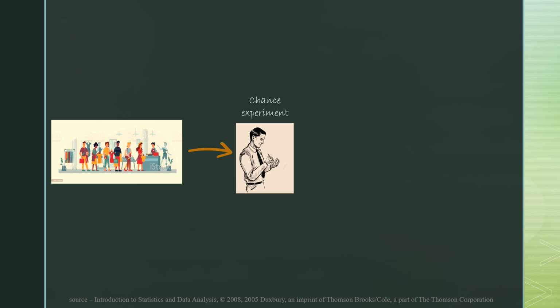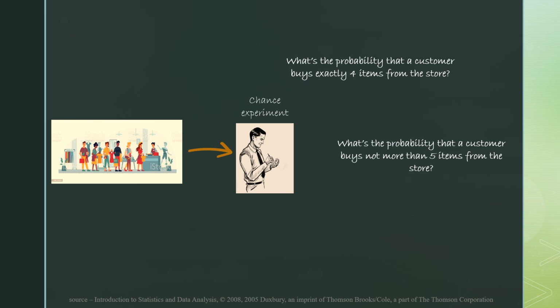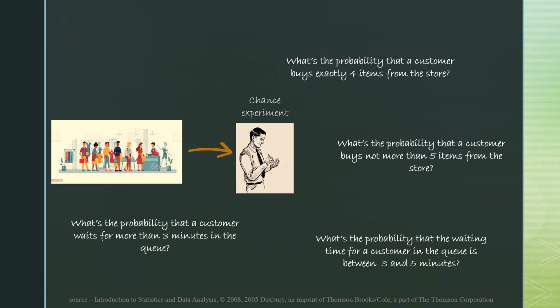In the chance experiment where the number of items bought by each customer and their waiting times were recorded, one may have the following questions. What's the probability that a customer buys exactly 4 items from the store? What's the probability that a customer buys not more than 5 items from the store? What is the probability that a customer waits for more than 3 minutes in the queue? And what's the probability that waiting time for a customer in the queue is between 3 and 5 minutes?